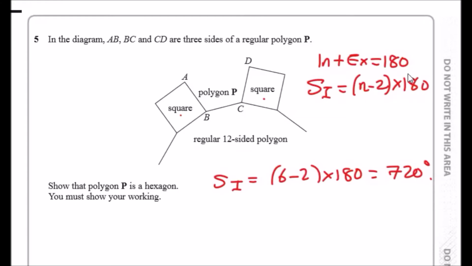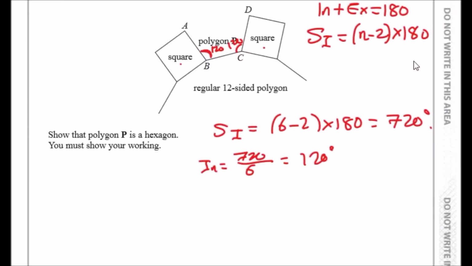Now to find a single interior angle, because it's 6 sides, we can divide 720 by 6. So this will give us the angle of one interior angle. So divide that by 6. Oops, you should get 120 degrees. So this means that we need to prove that this angle here is 120. If we can do that, we've done it. Now, how to do it?